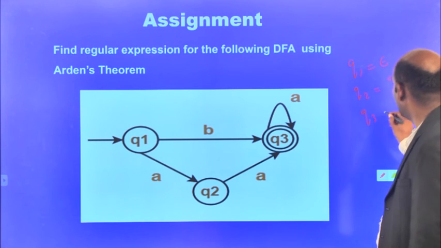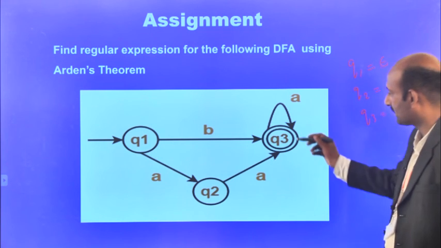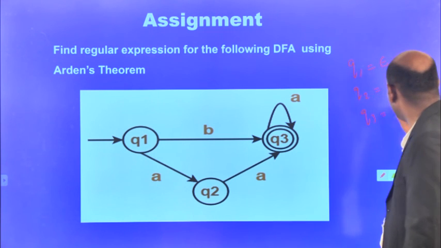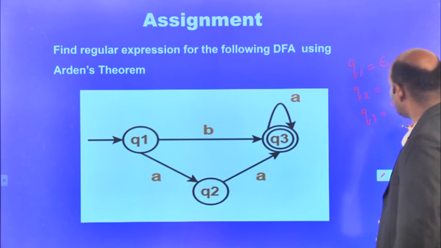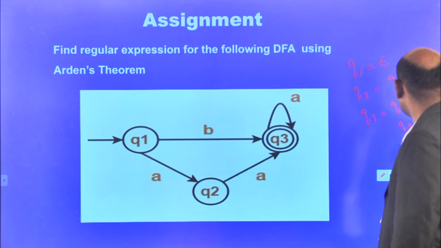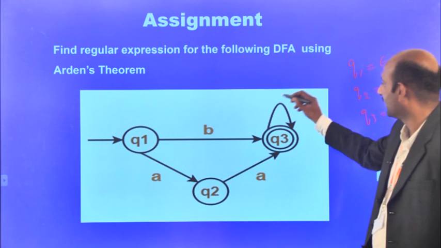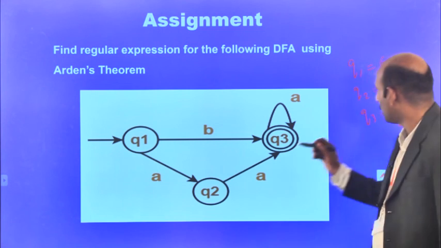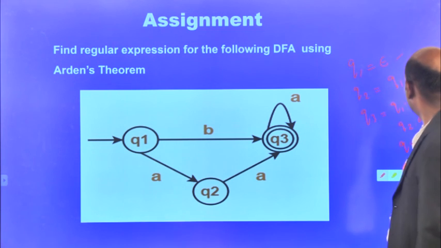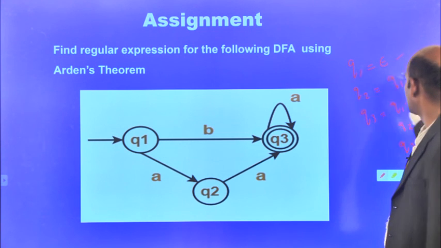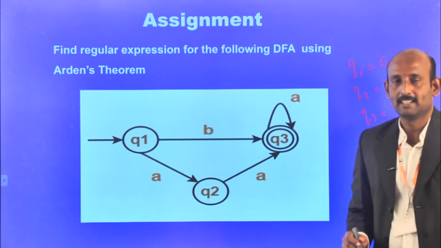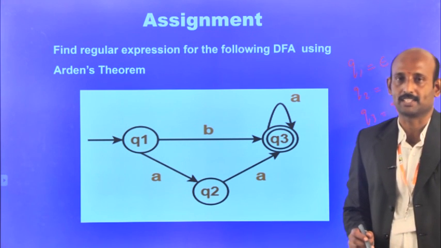Similarly Q3: the incoming terms are Q1 dot B plus Q2 dot A plus Q3 dot A, because the A contains the self loop. We have to form these equations like that, and substitute them one into another. Then finally we get the regular expression.